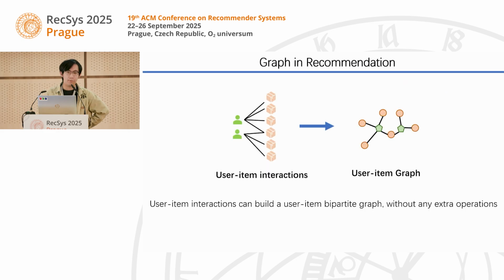First, I will give a very brief introduction to graph recommendation. Everyone knows that user-item interactions can be formed into a user-item graph, like this figure. The left one can be formed as the right one.